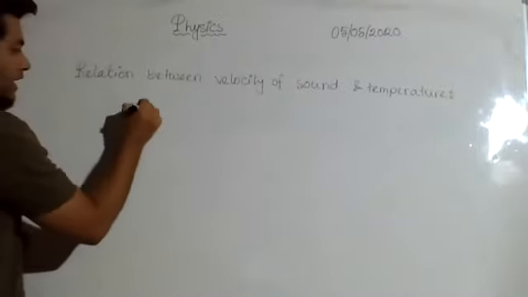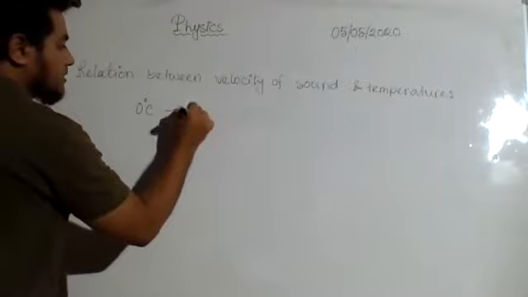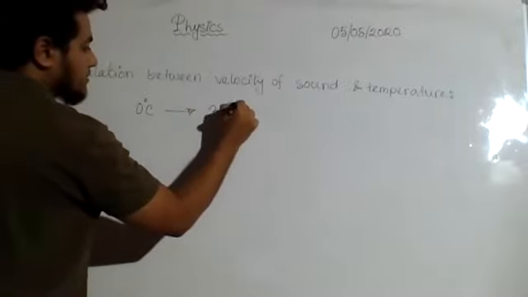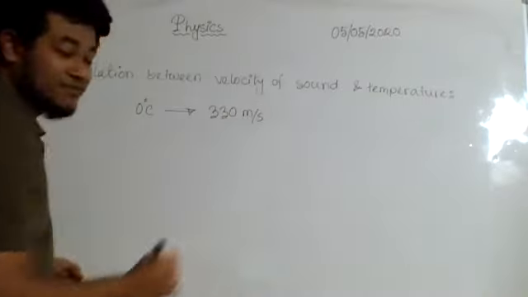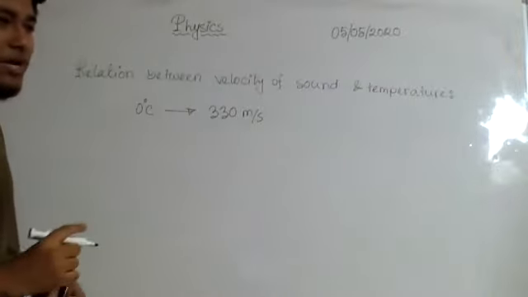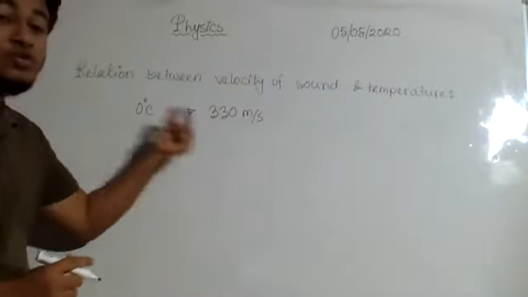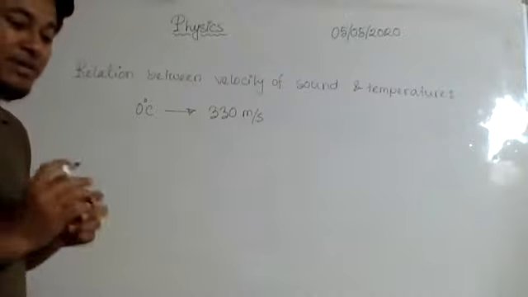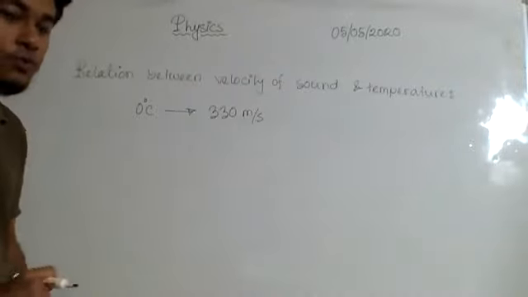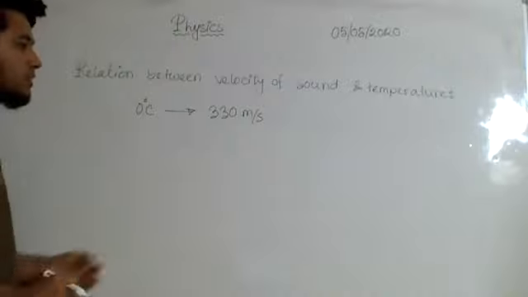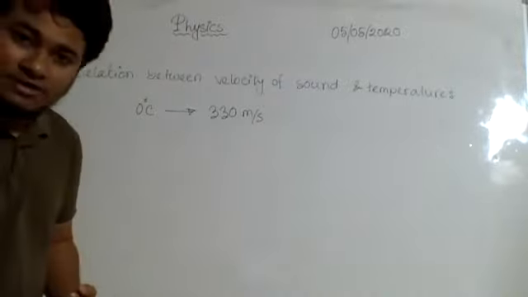So normally at 0 degree Celsius temperature, the velocity of sound is 330 meter per second, as given in your book. During our time, it was given as 332 meter per second. But better to follow whatever there is in your book. So at 0 degree Celsius temperature, the velocity is given as 330 meter per second.